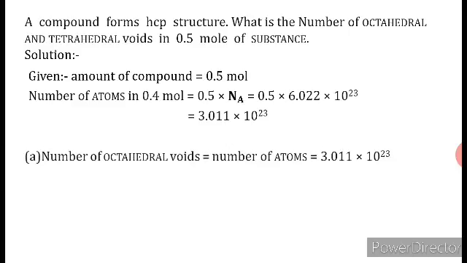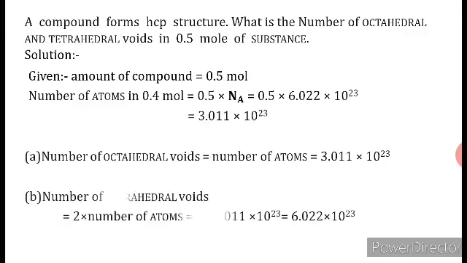Number of octahedral voids will be equal to number of atoms, so it will be 3.011 into 10 raised to power 23. Tetrahedral voids are double the number of atoms, so 2 into 3.011 into 10 raised to power 23, so it is 6.022 into 10 raised to power 23. So number of octahedral voids in 0.5 mole of substance will be 3.011 into 10 raised to power 23, and number of tetrahedral voids in 0.5 mole of substance will be 6.022 into 10 raised to power 23.